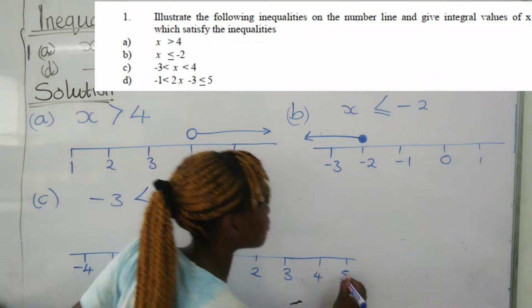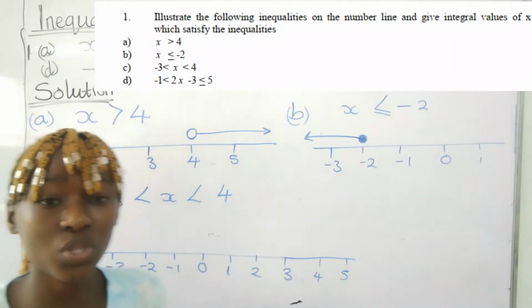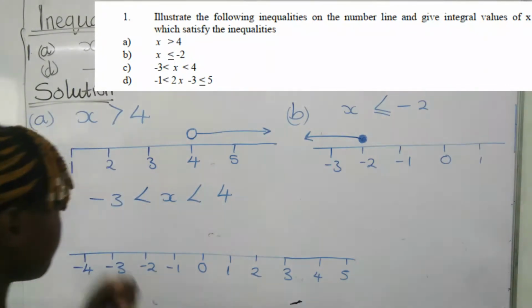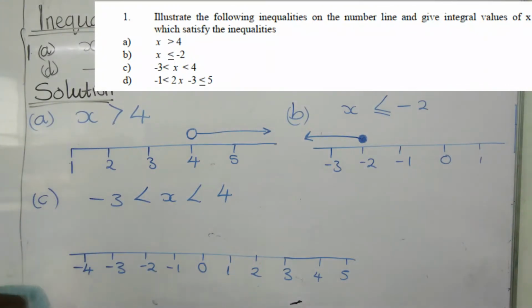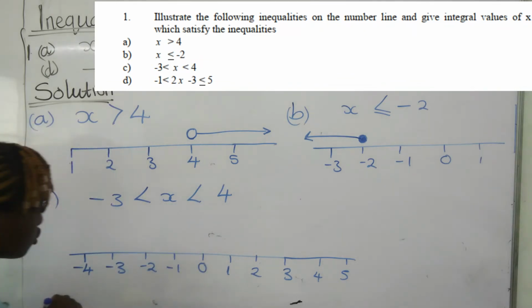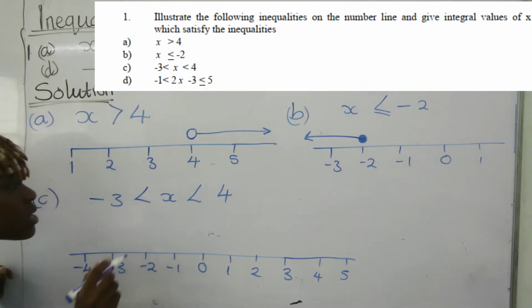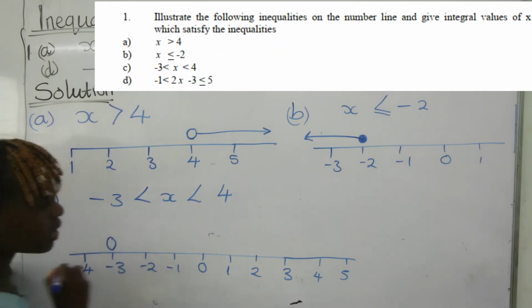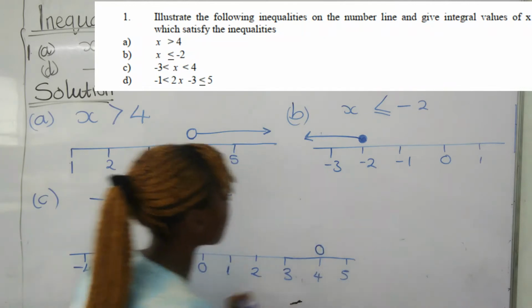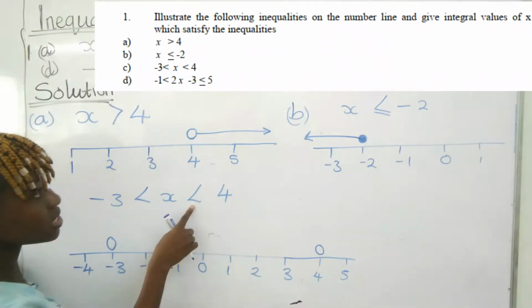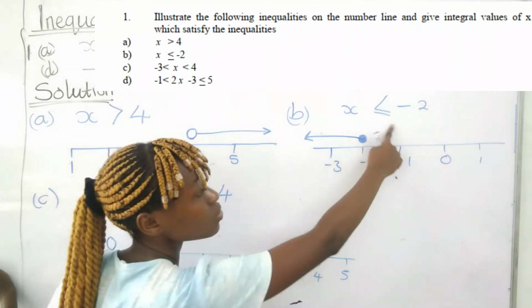4. Remember, you have to consider the range with which you are given when you are drawing your number line. So we are now requiring numbers from minus 3 to 4. You just put the circles first before you determine whether it's equal to or not. So you're going to put the circles on minus 3 and also 4. Now we are also told that it's not equal. As you can see, there's no equal sign.